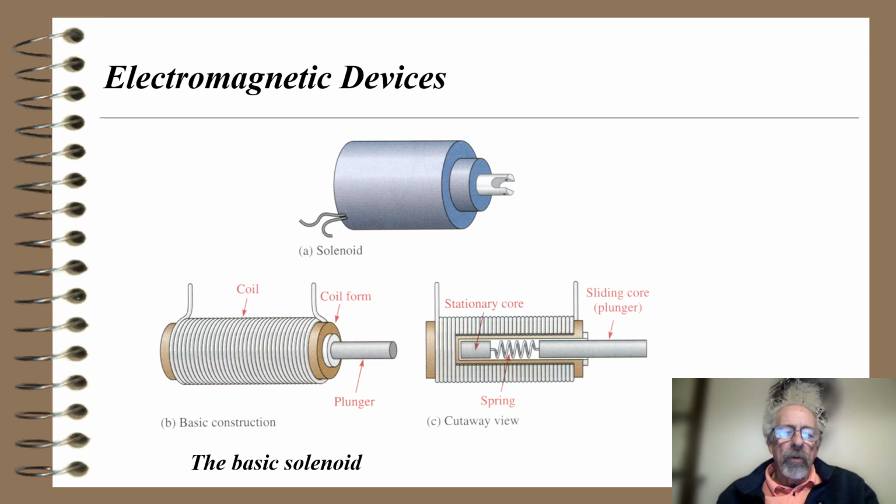So this brings us to a solenoid or relay. The basic solenoid is shown here, in A, B, or C. A is just a graphical picture of it. B shows the common or basic construction. There's a coil and there's a plunger. And the cutaway view shows that there's a spring inside the plunger.